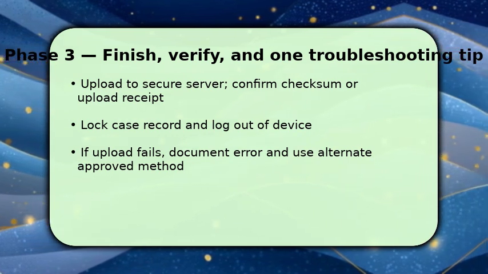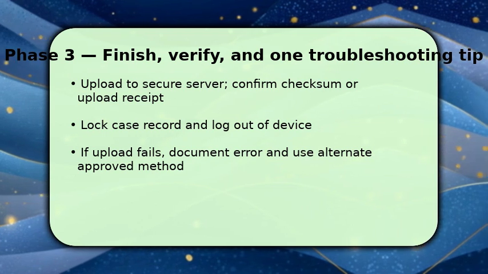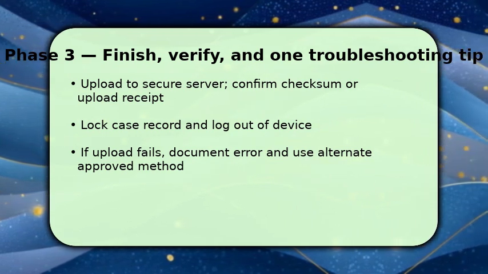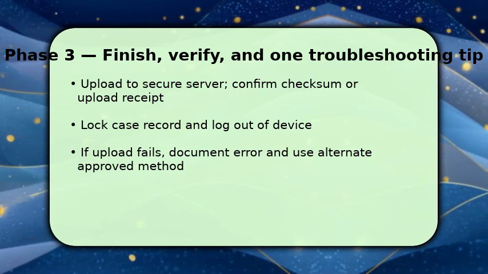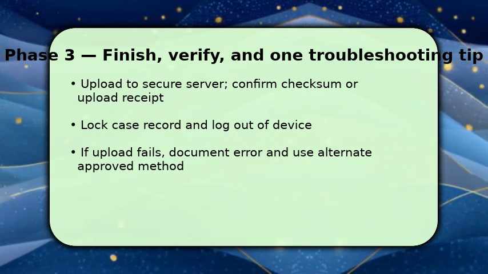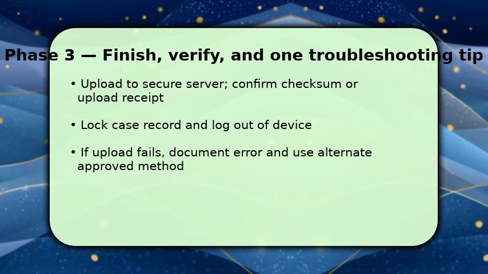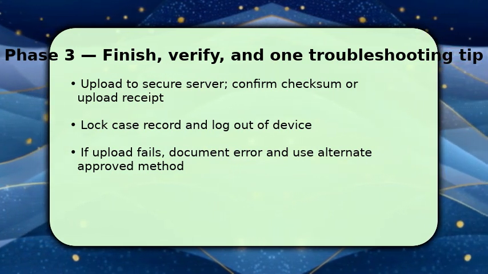If the upload fails, document the error message, note time and network conditions, then use an approved alternate method, such as direct USB transfer to evidence room or contact IT. This troubleshooting step preserves integrity and avoids data loss.